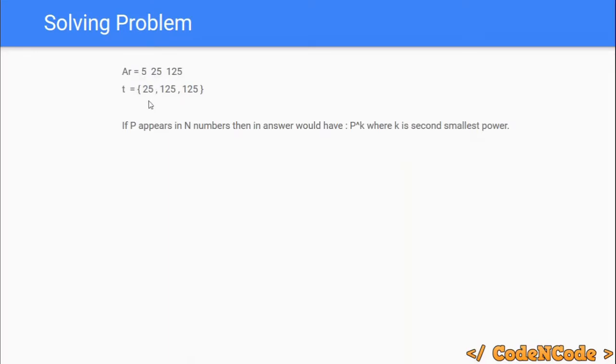That is why 5 raised to power 1 would never be present in any of the integers in the t. The minimum you would get is the second power. Second power, I mean second smallest power. That is why when p is appearing exactly n times, p raised to power k would be present in the answer, where k is the second smallest power.